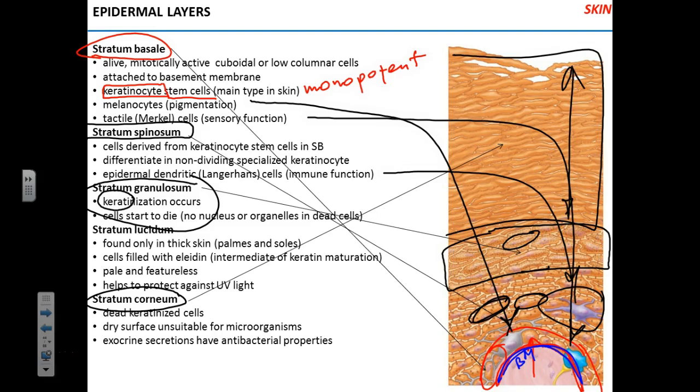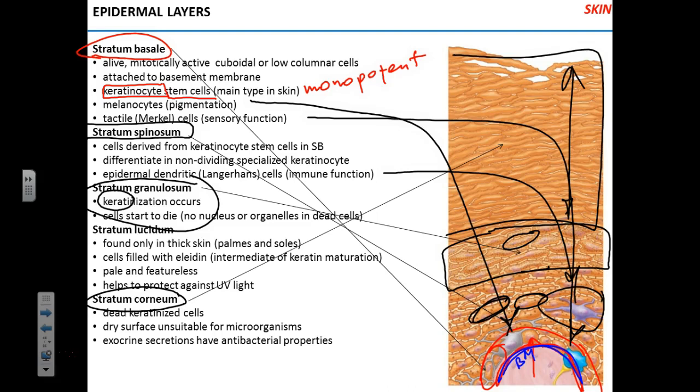Now, for the thin skin, let's go over those 4 layers again. The deepest one is stratum basale. Then spinosum, then granulosum, and then for the thin skin, corneum. Thin skin has 4 layers.